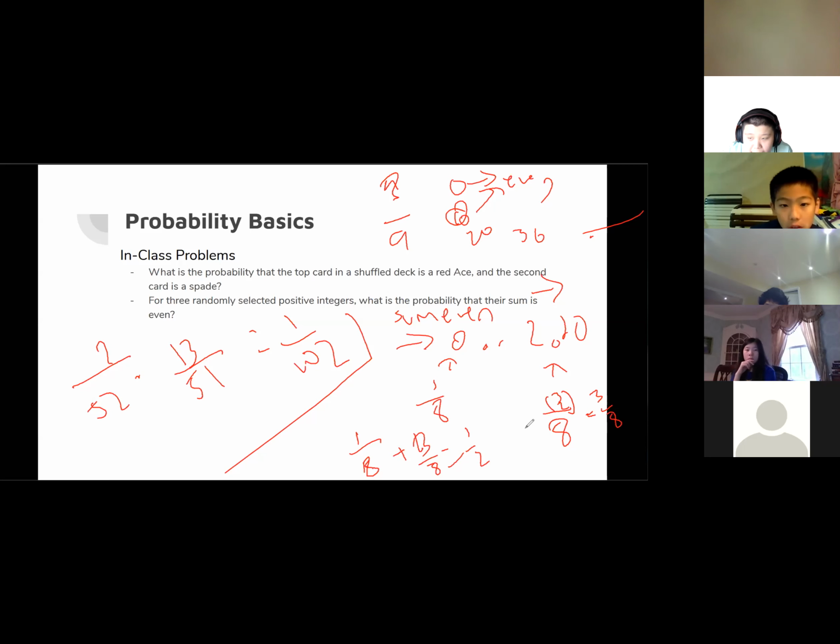The final answer is 1/2. It's 1/8 plus 3/8. There's a 1/8 chance that there are 0 odds, and a 3/8 chance there are 2 odds. And this is another way you can see how it's symmetric, because the chance of 0 odds is the same as the chance of 3 odds, which gives an odd sum. And 2 odds has the same chance as having 1 odd. So those clearly have the same probability of an even and odd sum.